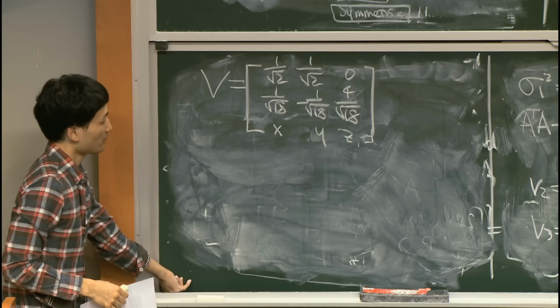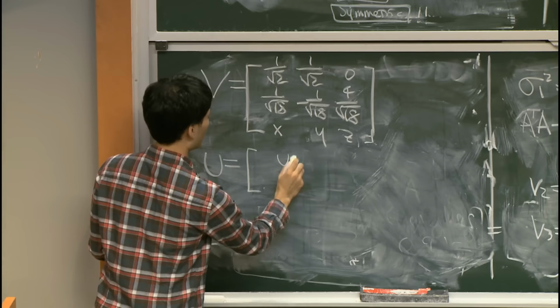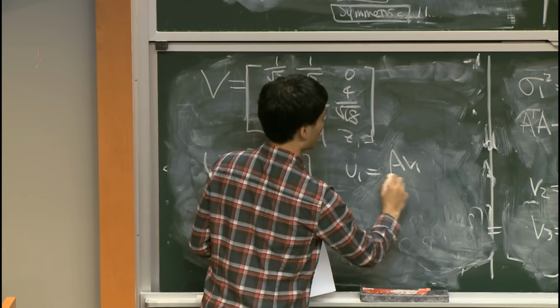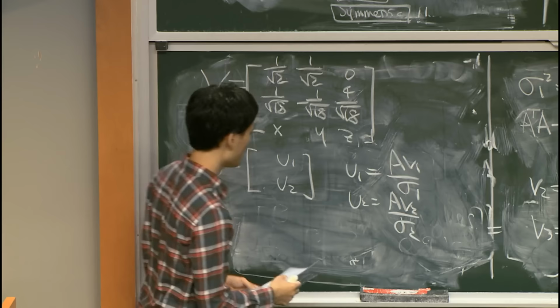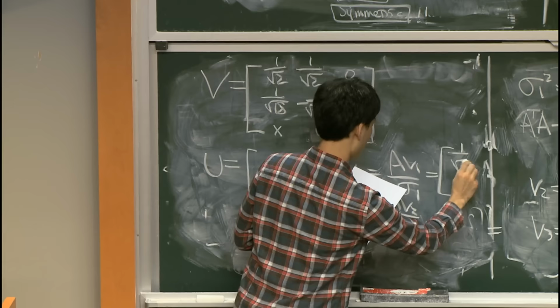And U will be defined as u1 and u2, where u1 is A times v1 over sigma 1, and u2 is A times v2 over sigma 2. So multiply A by this vector, divide by sigma 1 to get u. I already did the computation for you. It's going to be, and this is going to be.